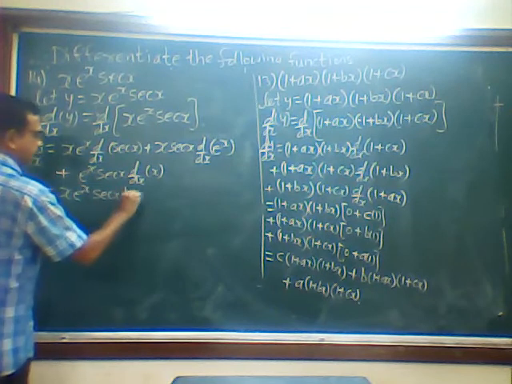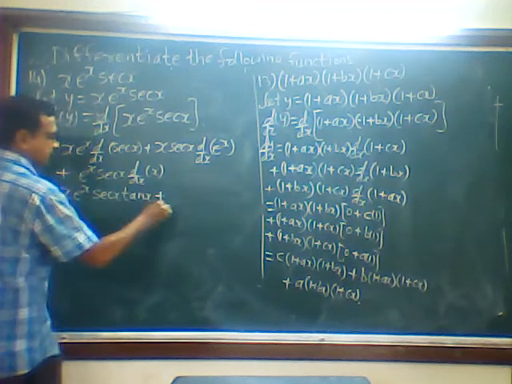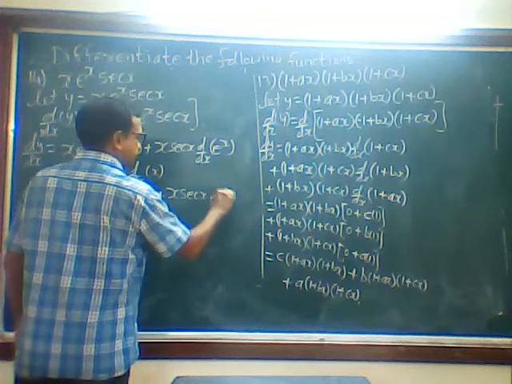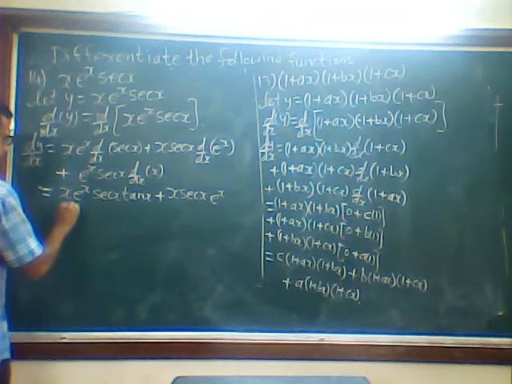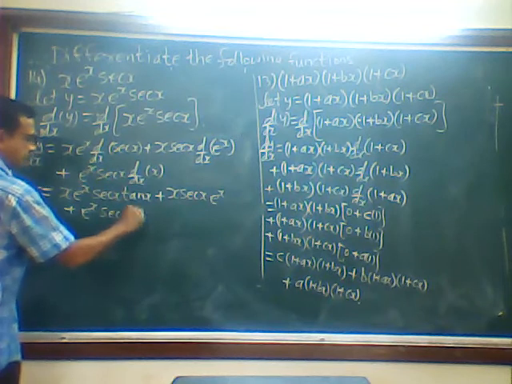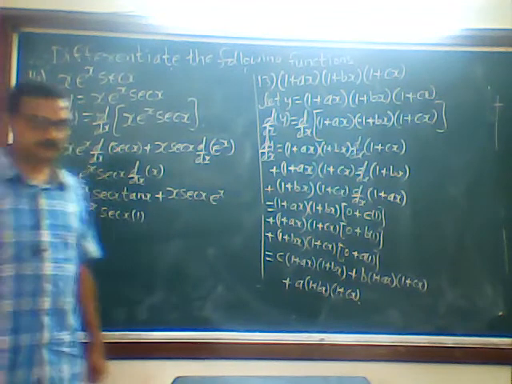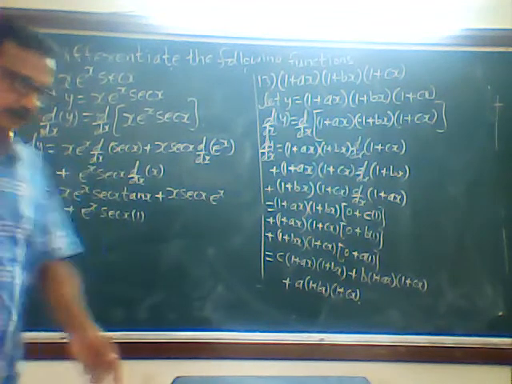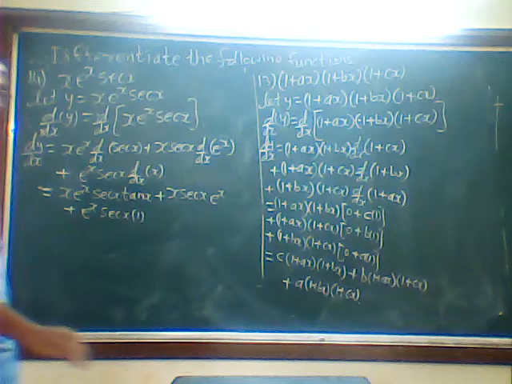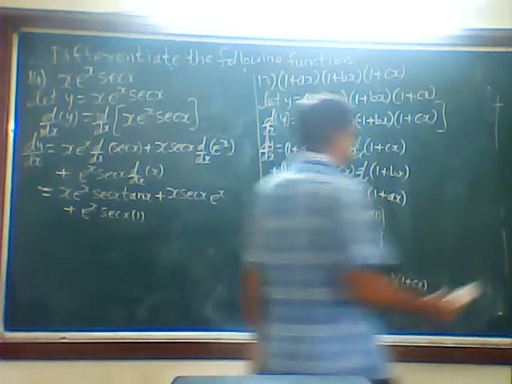Sec x times, plus x into sec x as it is, d by dx of e raised to x is e raised to x, plus e raised to x sec x, d by dx of x is 1. This much only you can keep. Okay? No need to simplify. I'll rub this side. Good job.